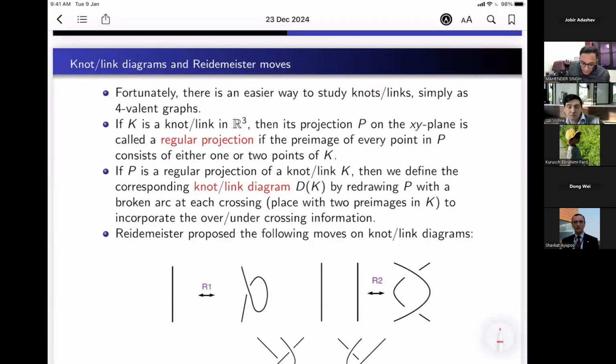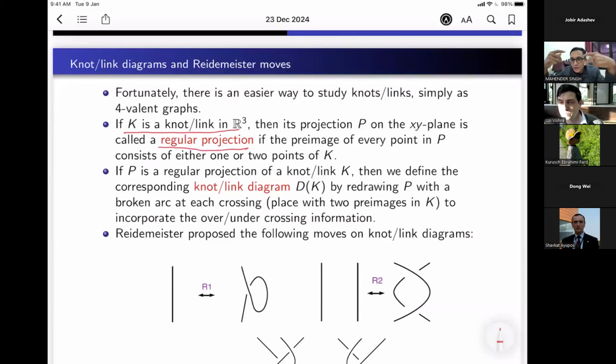Suppose you are given a knot or a link in the 3 space. It's like suspended in the 3 space. You take a projection of that on the plane. We say it's a regular projection if the pre-image of every point is at most 2 points. What I don't want is 3 arcs passing through a point. If at all there are 3 arcs passing through a point, you perturb one a little bit and move it away from that, right? One can always do that, because this is actually ambient isotopy.